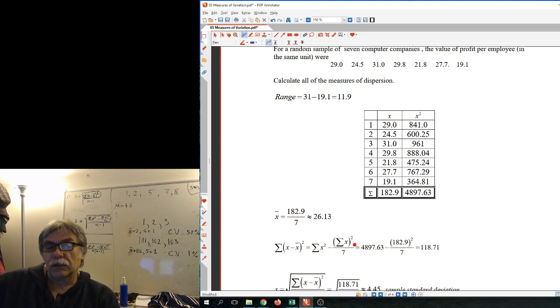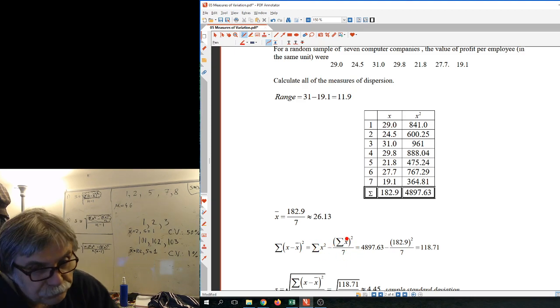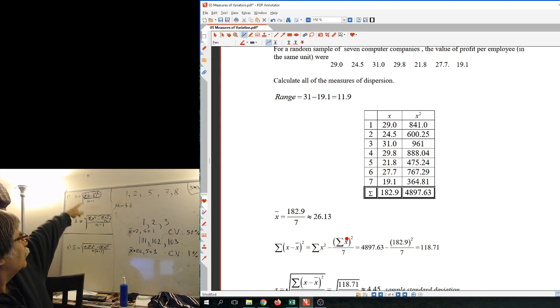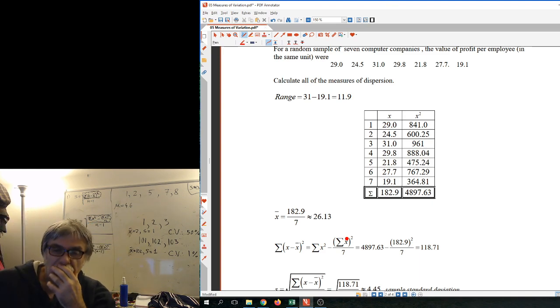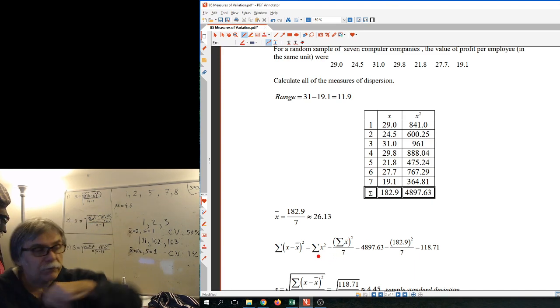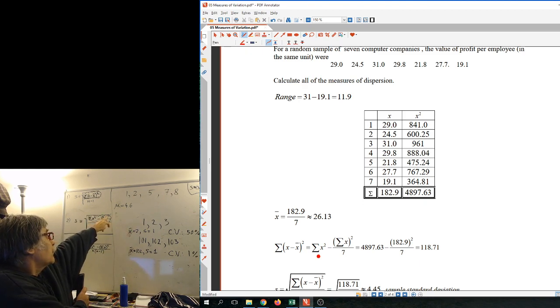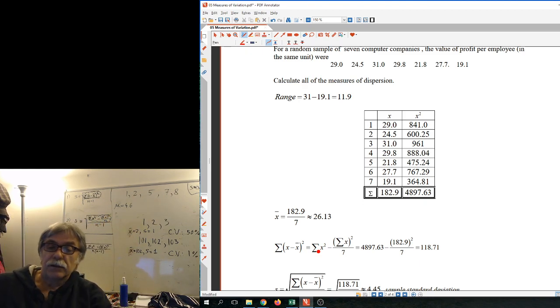And now I'm calculating this numerator that I was writing either there or there, either one you want. I'm actually going to calculate this one here. So I am getting the sum of x squares minus sum of x squared over n. So sum of x squares, and I have that here, 4897.63. Sum of x's, that's 182.9. Square that, divide with 7, and then finally subtract both of them. So here it is, 118.71. That's just a numerator.